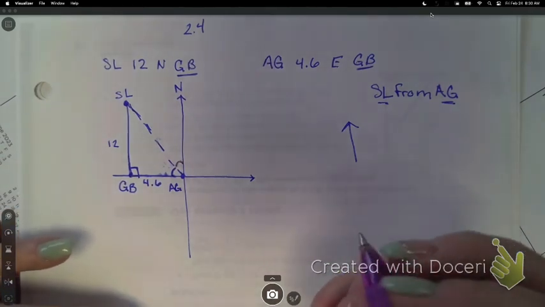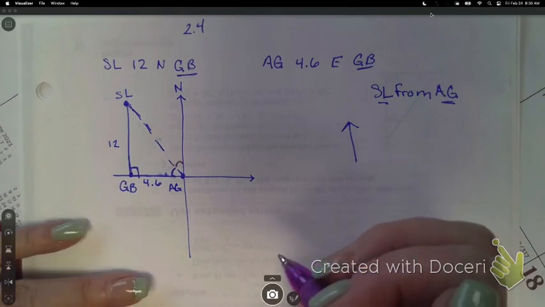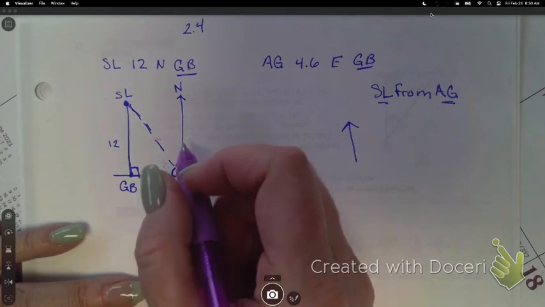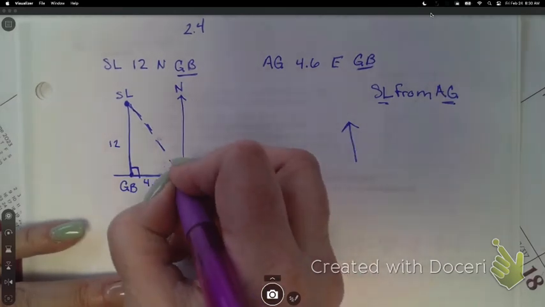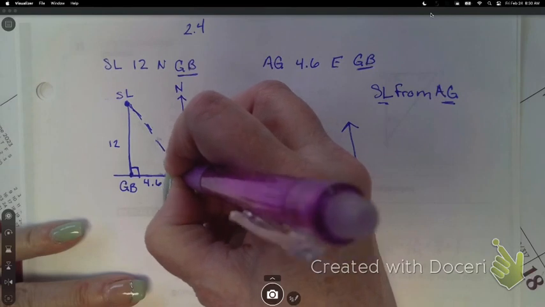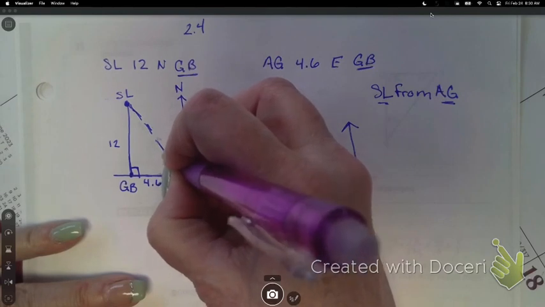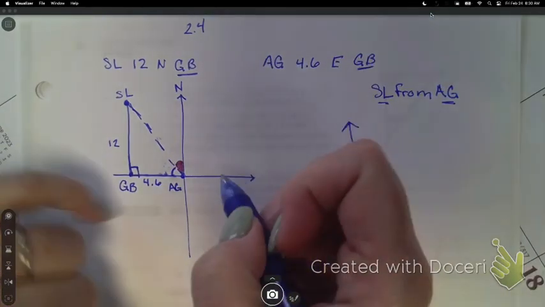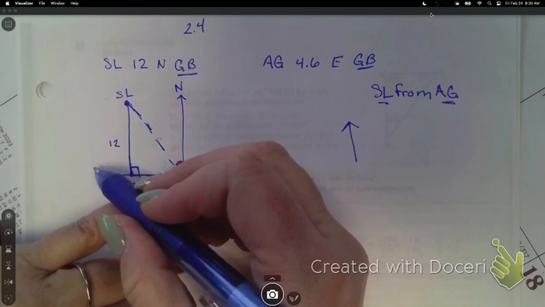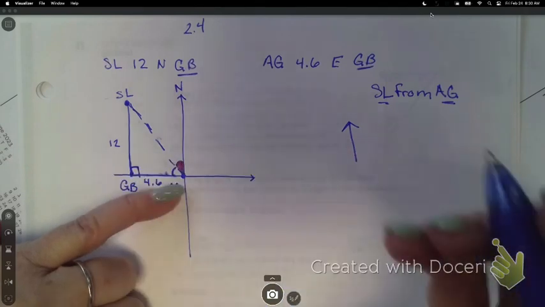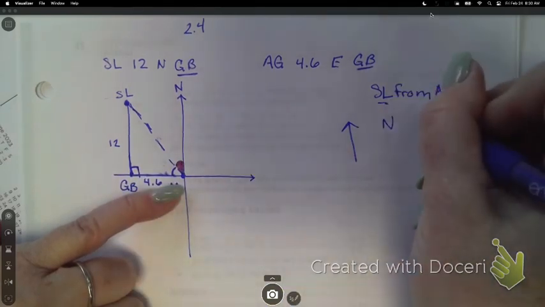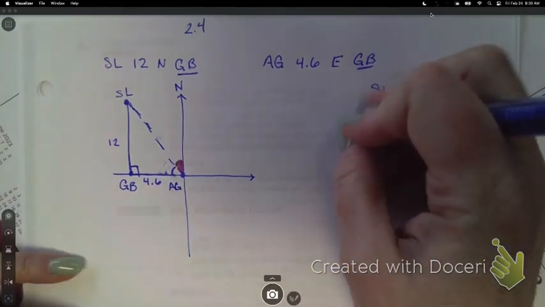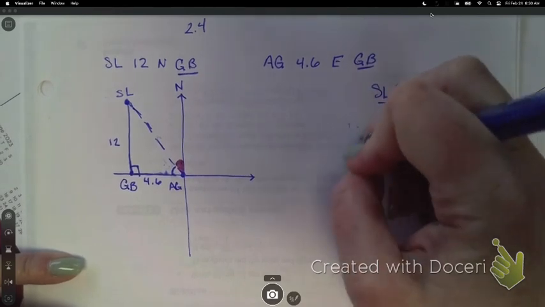Look at your pictures from your bearings from your notes. Where does the angle touch? It doesn't touch the x-axis, it touches the what? The y. So I actually need this purple angle. But if I find the blue angle, can I find the purple angle? Yes. So my bearing is northwest, correct? So it's north and west. We need to find the angle. So how are we going to do that?